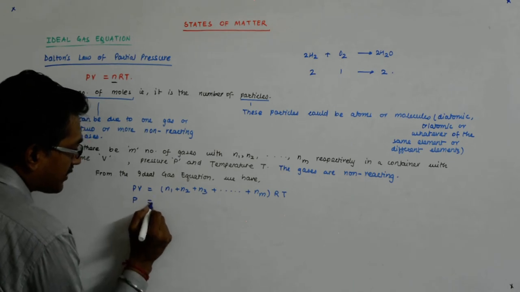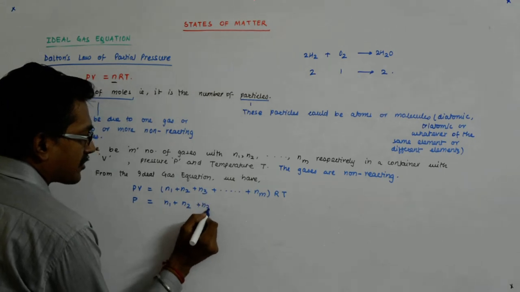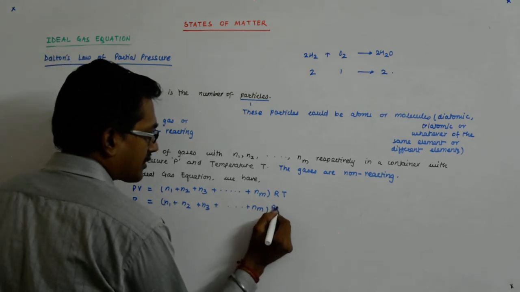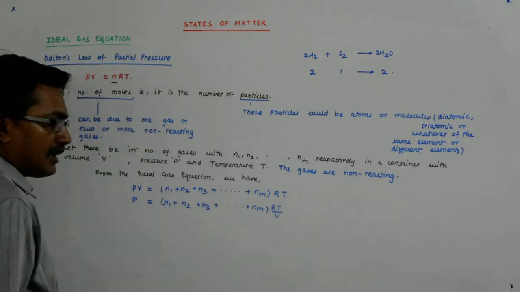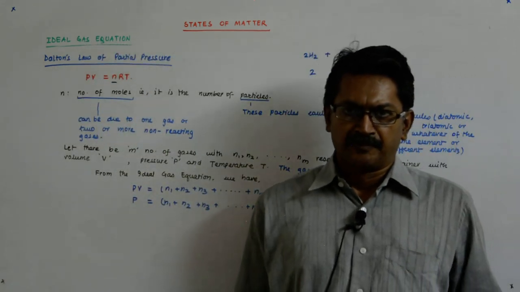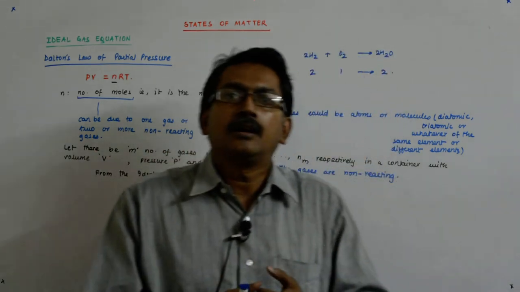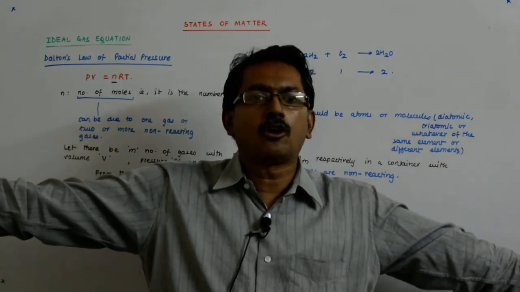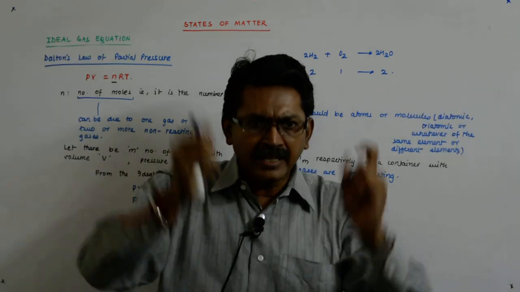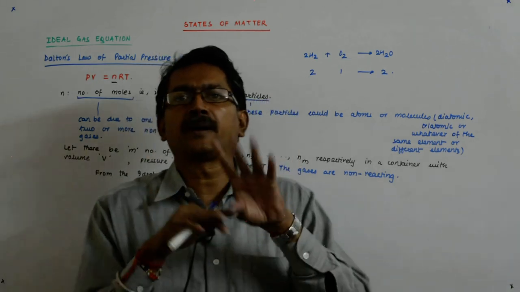Now, P is (N1 plus N2 plus N3 up to NM) RT upon V. Now, this is something that you should again understand. There are M number of gases in a container. What amount of volume is each of the gas occupying? V. Don't ever feel that they are occupying V by M volume.